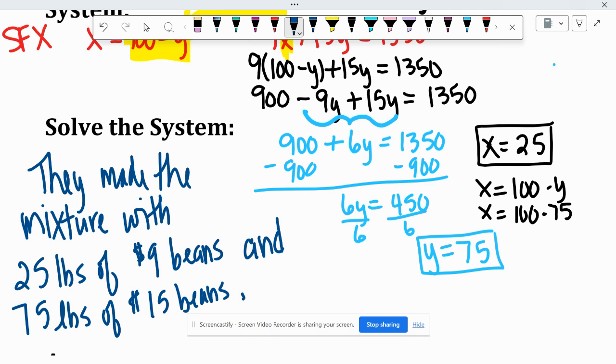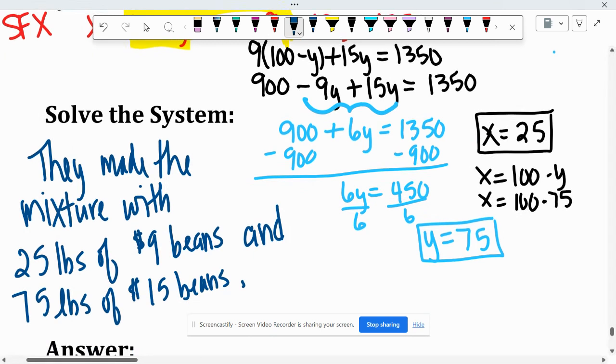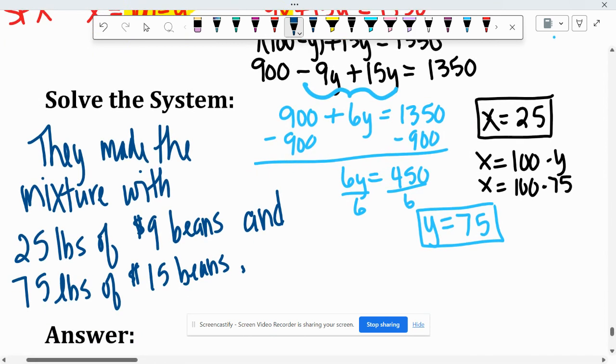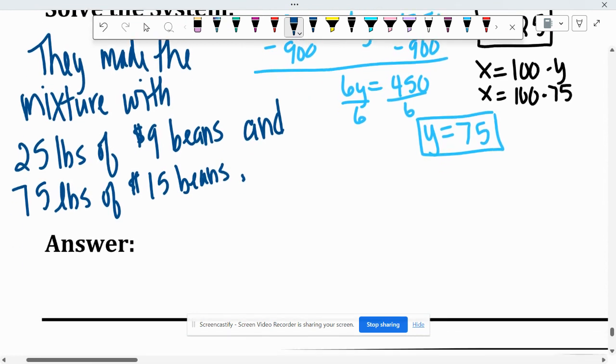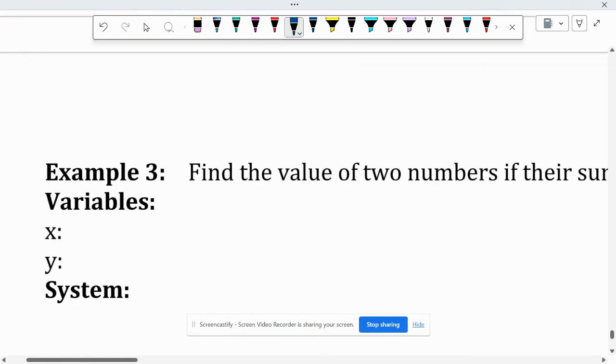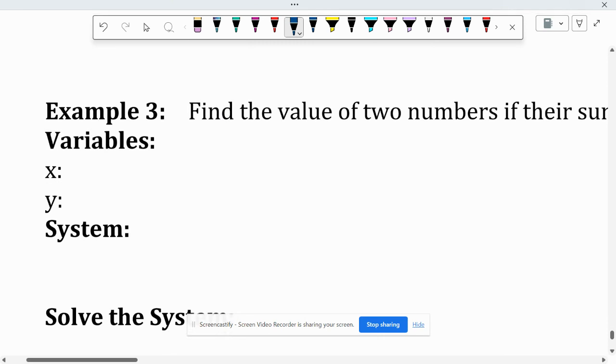Do you guys feel okay with that? Raise your hand if you still need me to leave that up there. Okay. Two more, and then we're going to cut these and put them in our journal.